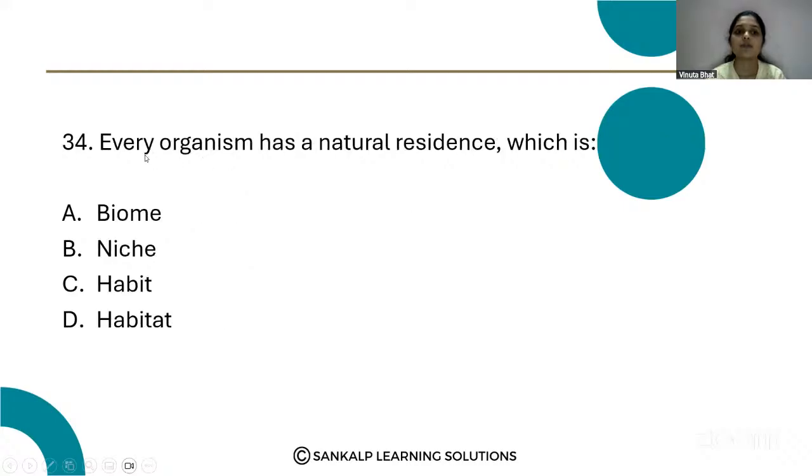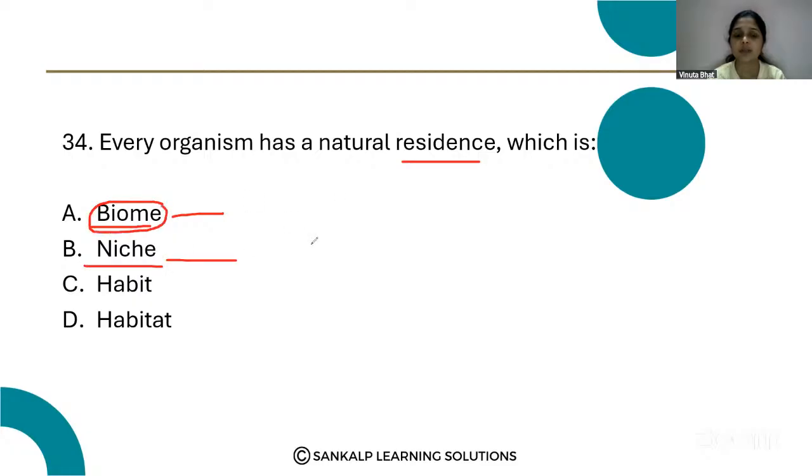Next question. Every organism has a natural residence, which is option A, biome, option B, niche, option C, habit, option D, habitat. So the natural residence. Is it called biome? Biome means the larger geographical area which includes the communities and the different ecosystems. So biome is not called the natural residence.